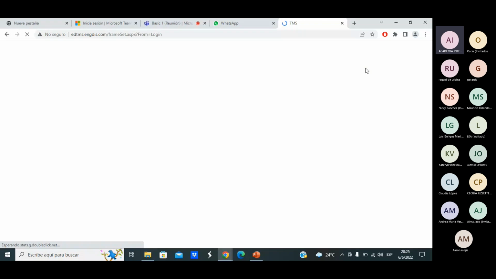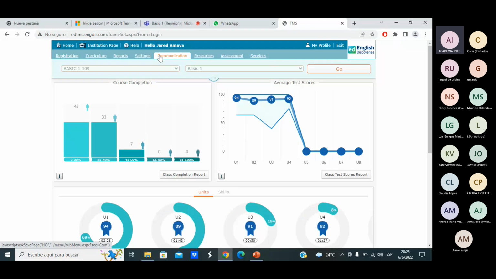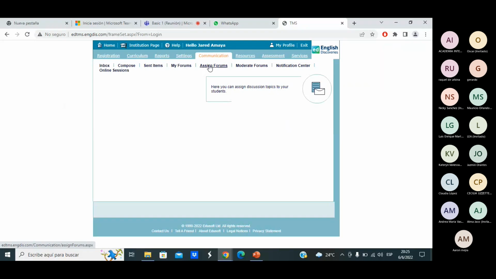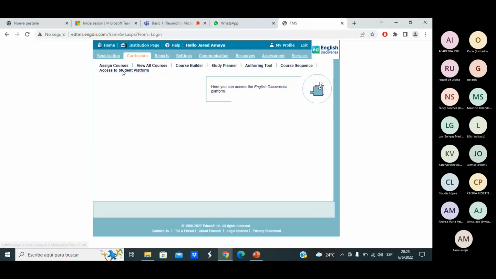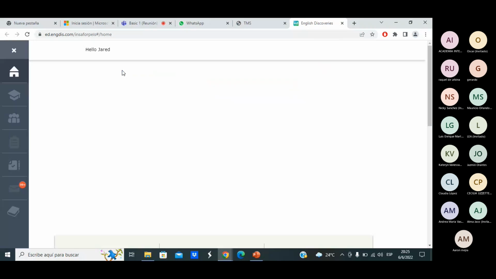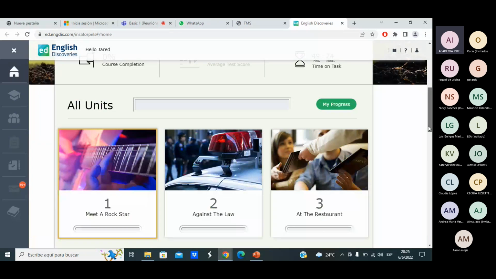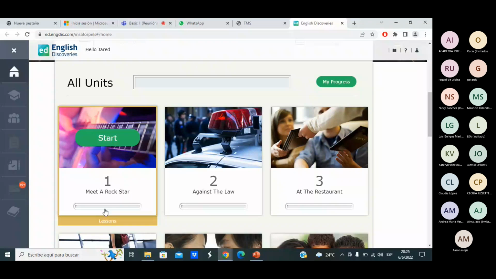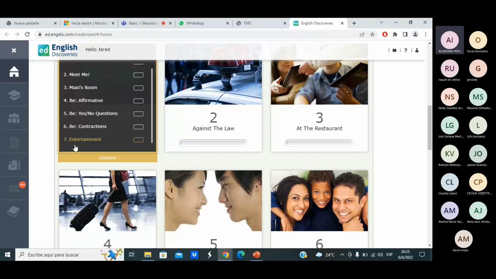Here on the platform, you are going to find those topics. So I'm going to show you right now. In unit one, okay. It's the topic about the verb to be in affirmative sentences, yes/no questions, and contractions.